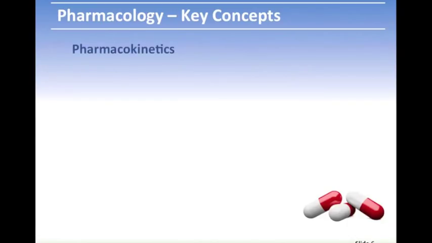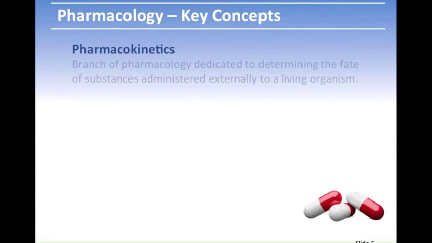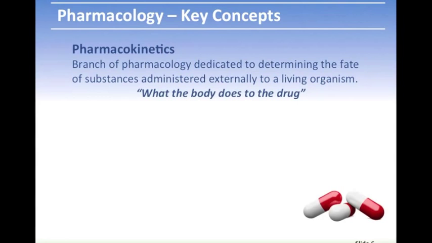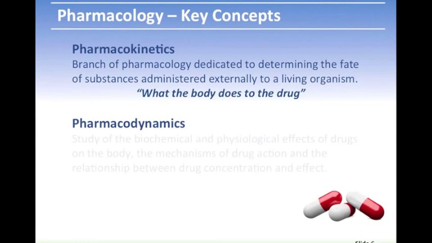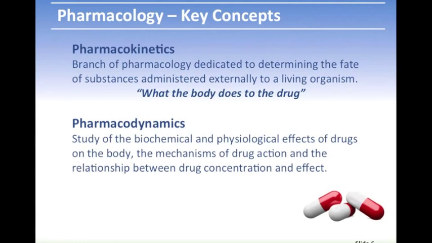Let's get started by going over a few key concepts in pharmacology, that is, the branch of medicine concerned with drug action. The first one is pharmacokinetics. Pharmacokinetics is defined as the branch of pharmacology dedicated to determining the fate of substances administered externally to a living organism. In short, what the body does to the drug. Pharmacodynamics, on the other hand, is the study of the biochemical and physiological effects of drugs on the body, the mechanisms of drug action, and the relationship between drug concentration and effect. In short, what the drug does to the body.